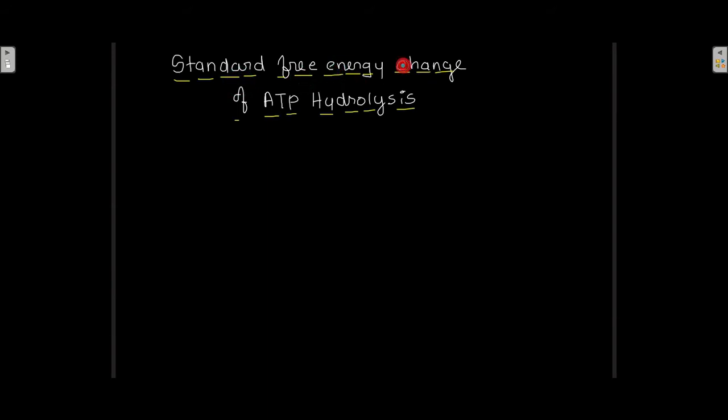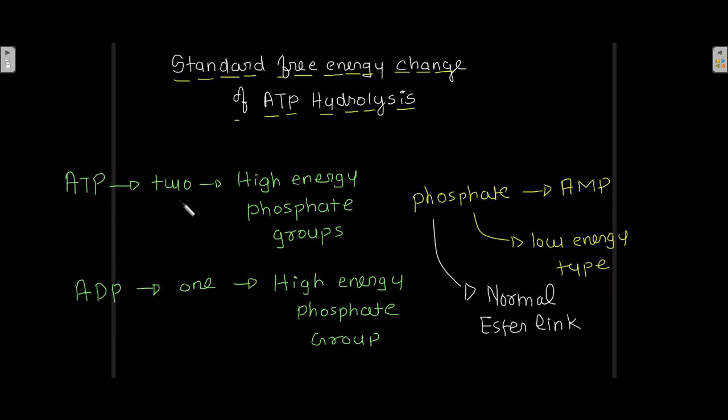Standard free energy change of ATP hydrolysis. Now ATP has two high energy phosphate groups. Okay, and on the other hand the ADP has one high energy phosphate group. But the phosphate of AMP is low energy type because that phosphate has a normal ester link. Okay, so ATP has two high energy phosphate groups, ADP has one high energy phosphate group. The phosphate group present in AMP is low energy type.